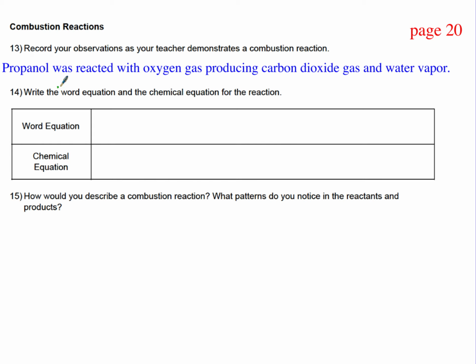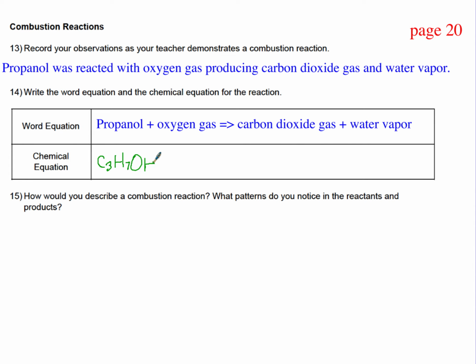What I did is I took propanol and I reacted it with oxygen gas, producing carbon dioxide gas and water vapor. So what that looks like is propanol plus oxygen gas yields carbon dioxide gas and water vapor. So I have to know what propanol is. And I just happen to know that propanol is C3H7OH, I believe. And that's a liquid. Sorry about the bad parenthesis here. Plus oxygen gas, again, O2 gas. And then my arrow, carbon dioxide.